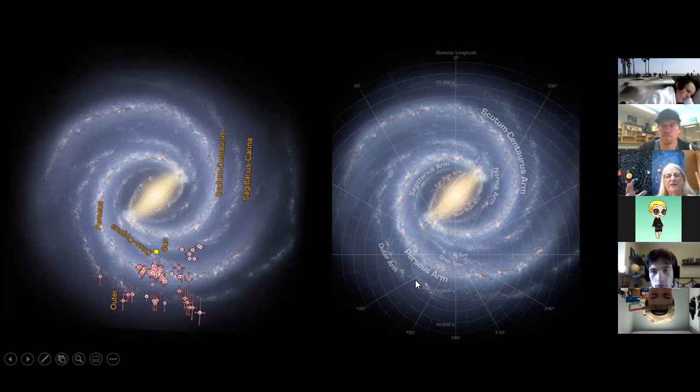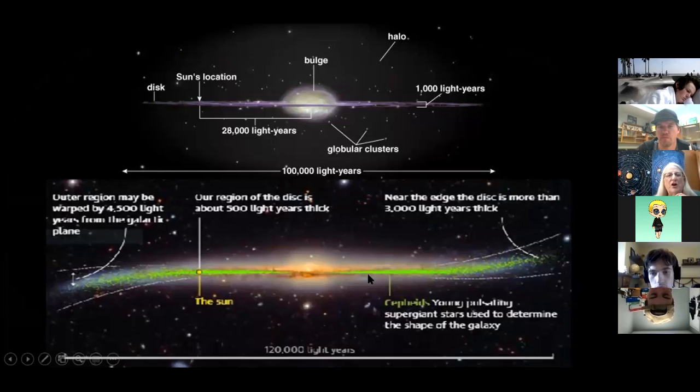And of course, this is flat, kind of like a Frisbee. So in an edge-on view, there's that bulge of those older stars. It's a very thin disk, only about 1,000 light years in depth. The sun is about 28,000 light years from the center. And here again, we see a bunch of globular clusters, so those are orbiting the center. The galaxy is about 100,000 light years across.